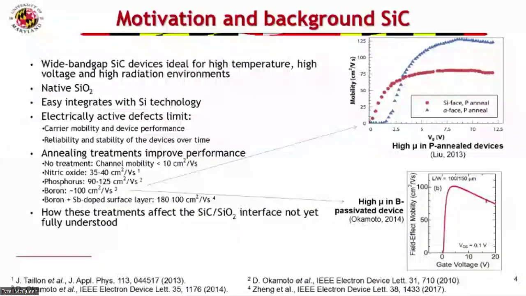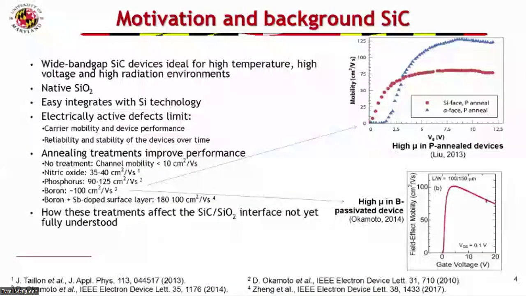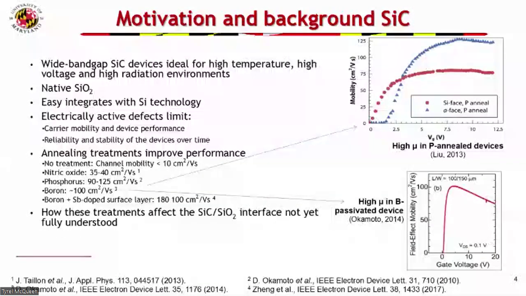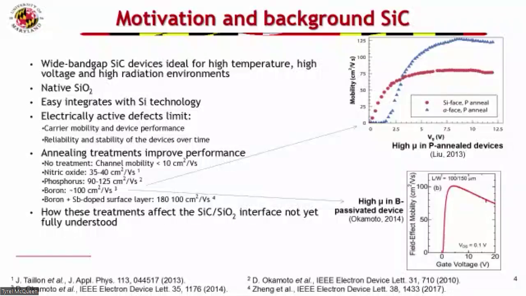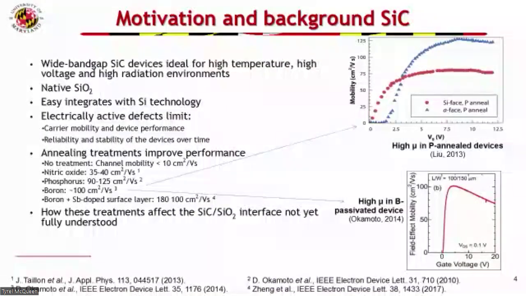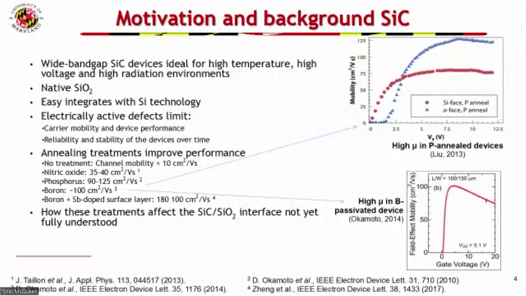Some are electrically active defects that reduce the carrier mobility or decrease the reliability and the stability of the devices over time. There are several annealing treatments that have improved the properties of the silicon carbide with the silicon dioxide. The channel mobility with no treatment, just by the growth of the silicon dioxide, is about 10 centimeters square per volt second. However, if there's annealing under different conditions, like with nitric oxide, it increases to somewhere between 35 to 45, or with phosphorus, it increases even more.